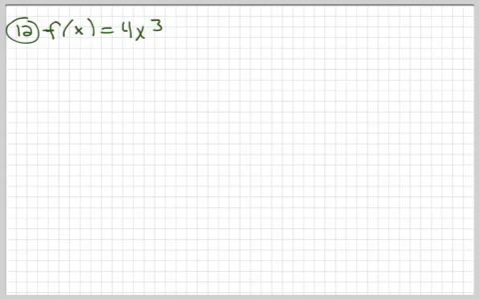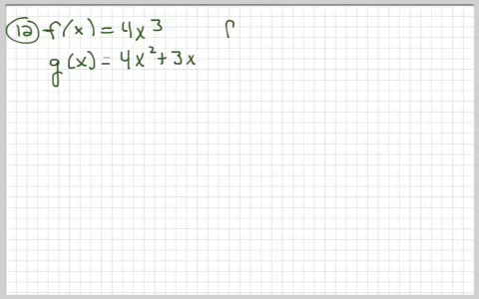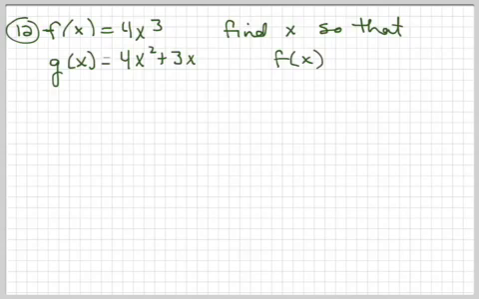Question number 12. Kind of phrased a little differently than we may be used to. But it was f of x, I'll put the 12 up here, equals 4x cubed, and g of x equals 4x squared plus 3x. And the question was, find x such that, or so that, however you want to phrase it, or the x that makes it true, find x so that f of x equals g of x. So essentially what you're trying to do is solve this equation.